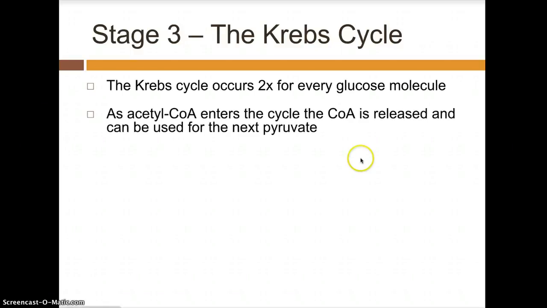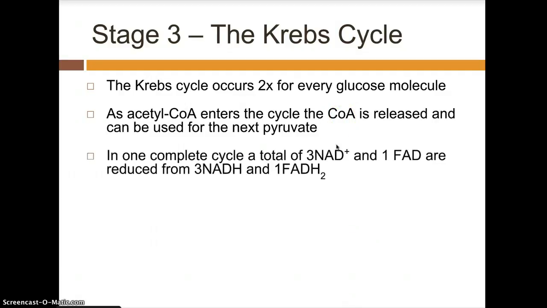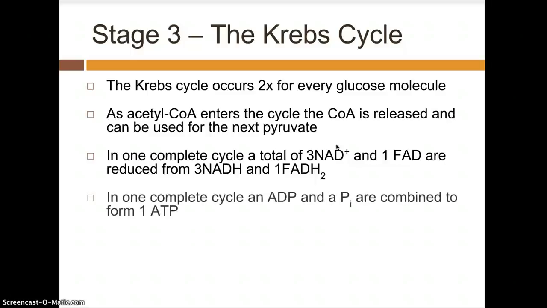All right, so the Krebs cycle occurs 2 times for every glucose molecule. So what I mean by this is we need 2 rotations of the Krebs cycle, 1 for each pyruvate or for each acetyl-CoA molecule. The acetyl-CoA enters the cycle and the CoA is released and can be used for the next pyruvate. So this is recycled. In one complete cycle, a total of 3 NAD positive and 1 FAD are reduced to 3 NADH and 1 FADH2. So I've mentioned that in the previous slide with the image there.